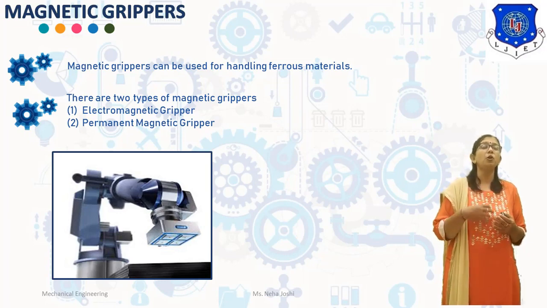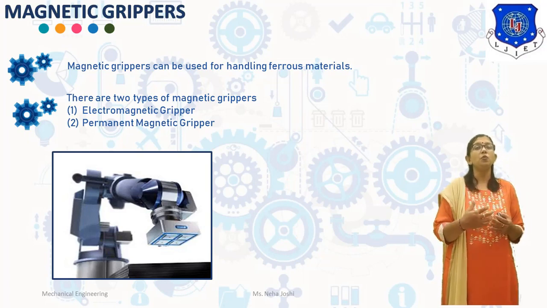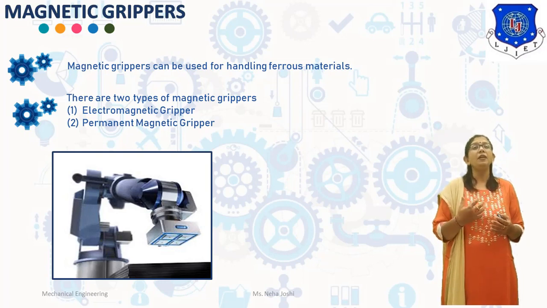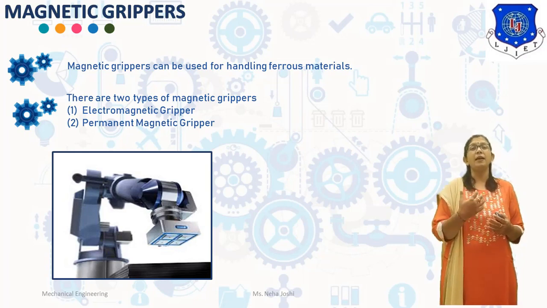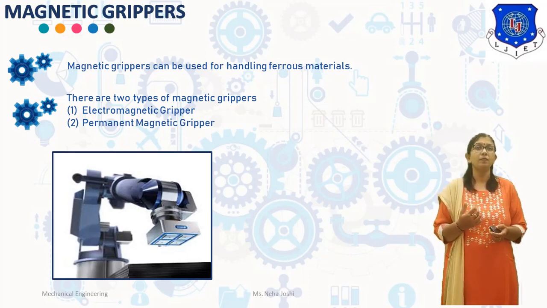Permanent magnetic grippers do not require an external power source and hence they can be used in hazardous and explosive environments. However, in case of a permanent magnetic gripper, in order to release the part, some means of separating the part from the magnet must be provided.